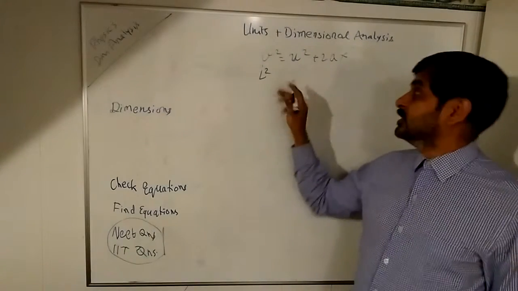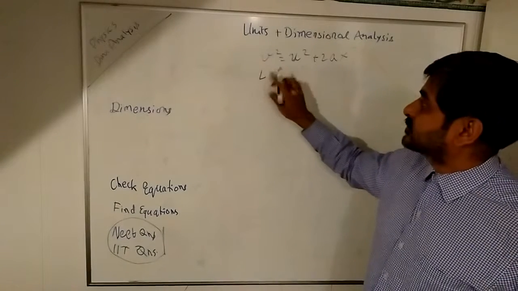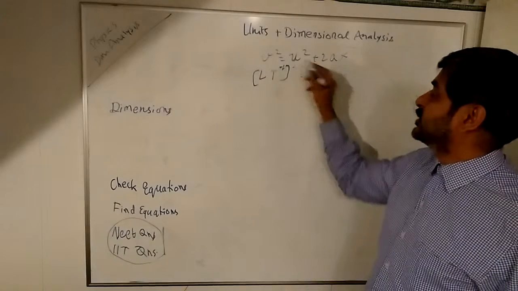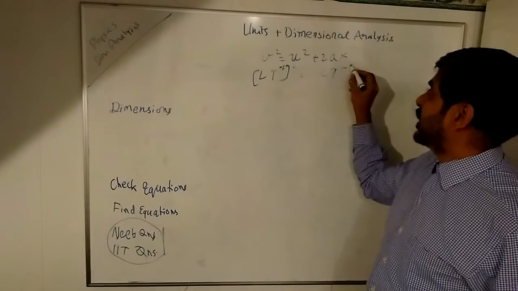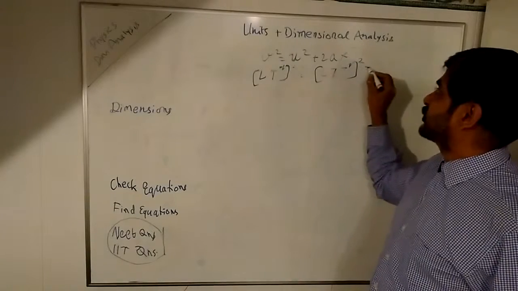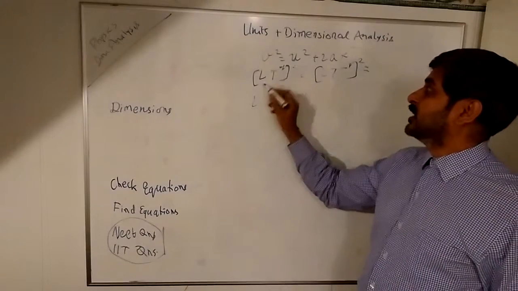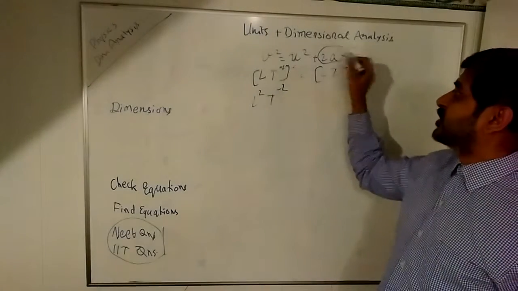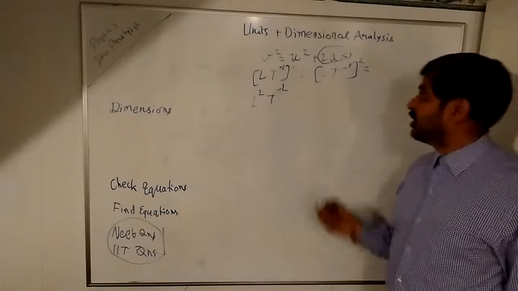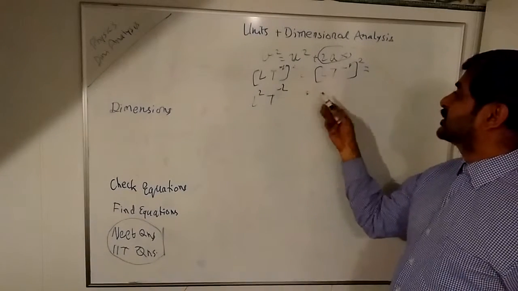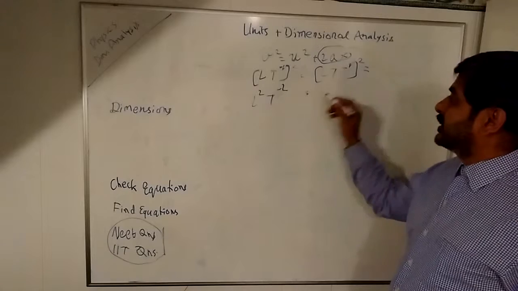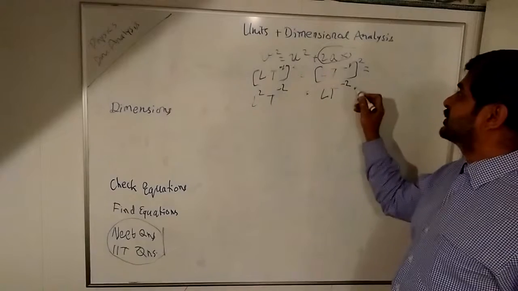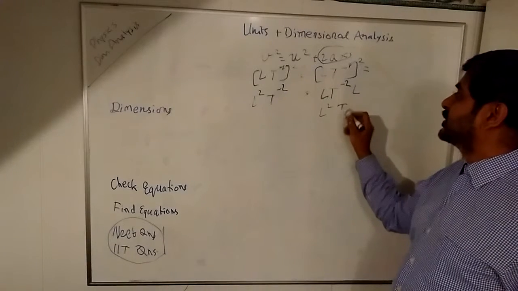U is also velocity, so velocity has the dimensional formula of Lt to the power of -1 whole square. So these terms obviously match. What we need to find out is whether this term, which becomes L square t to the power -2, is equal to the dimensional formula of 2ax. So 2ax is nothing but acceleration, which is Lt to the power of -2, and distance is L. So this has the dimensional formula of L square t to the power of -2.